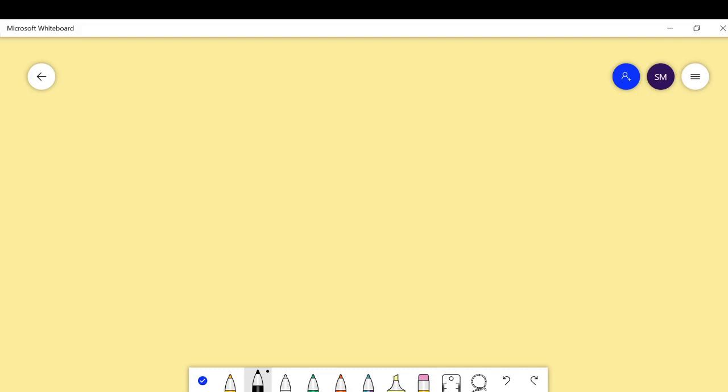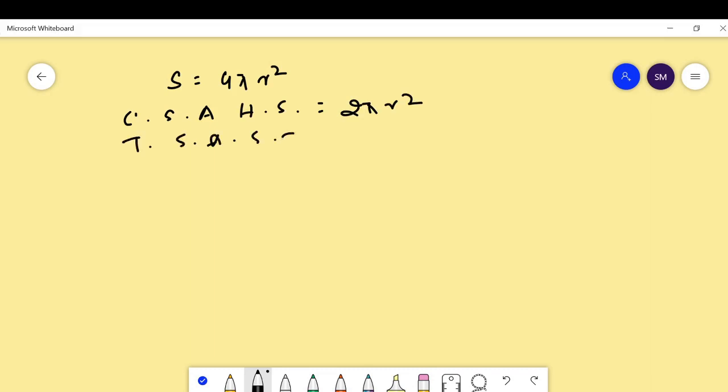Recall the formula. Surface area of a sphere S is equal to 4 pi r square. The curved surface area of a hemisphere is equal to 2 pi r square, and the total surface area of a hemisphere is equal to 3 pi r square. Okay. Today we continue with some examples.